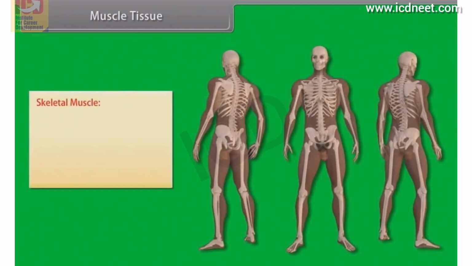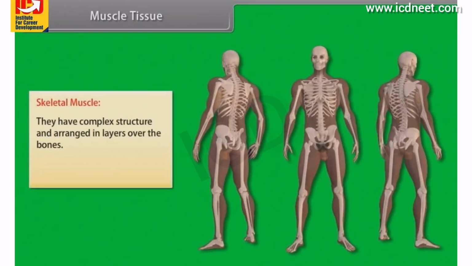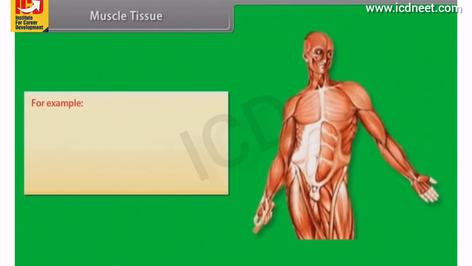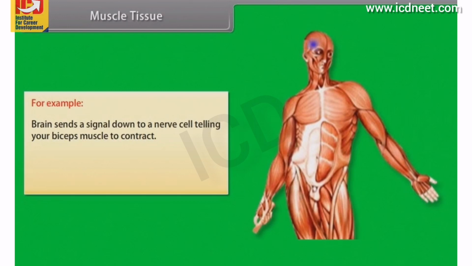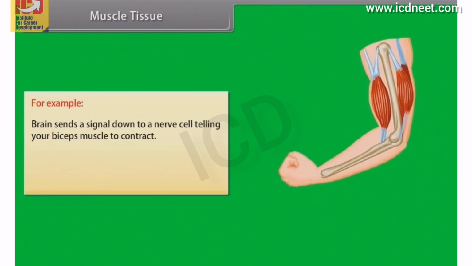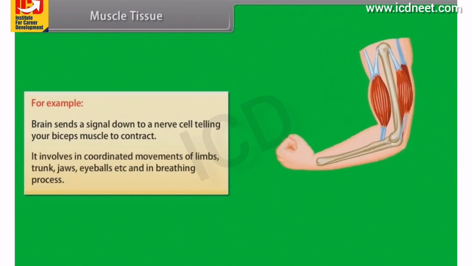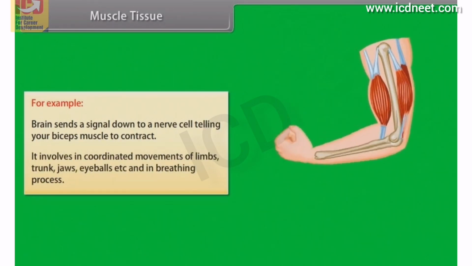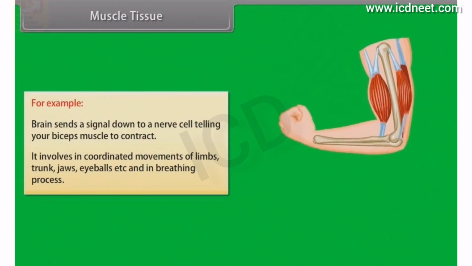Skeletal muscle. They have complex structure and are arranged in layers over the bones. The basic action of any muscle is contraction. For example, brain sends a signal down to a nerve cell telling your biceps muscle to contract. It involves in coordinated movements of limbs, trunk, jaws, eyeballs, etc., and in breathing process.